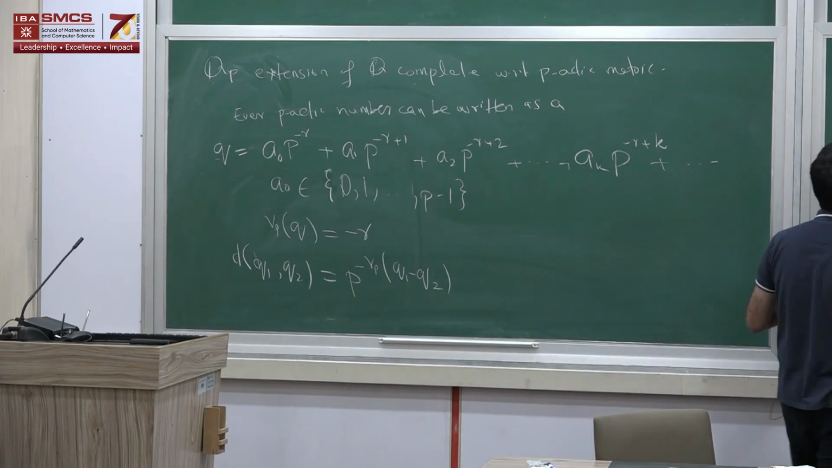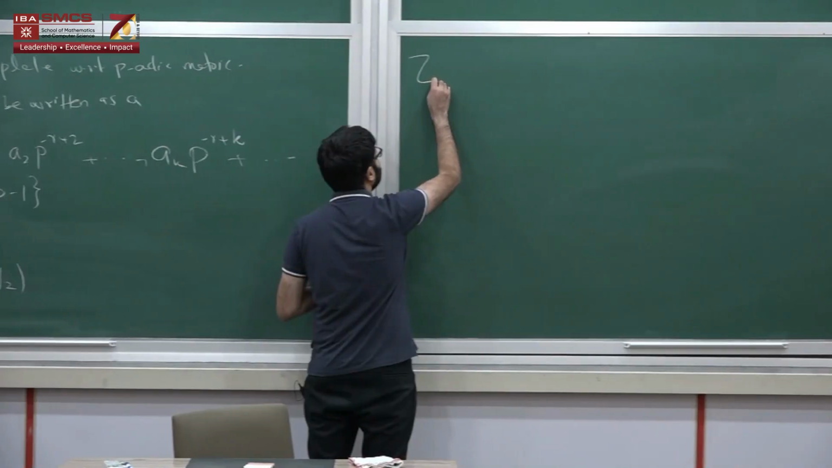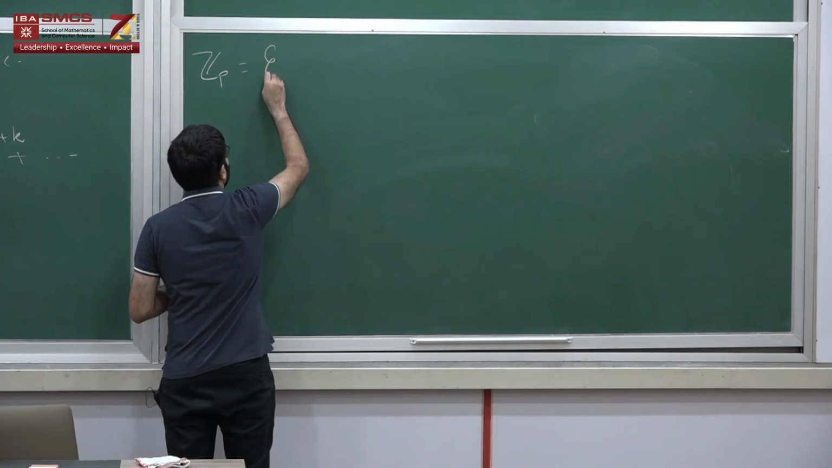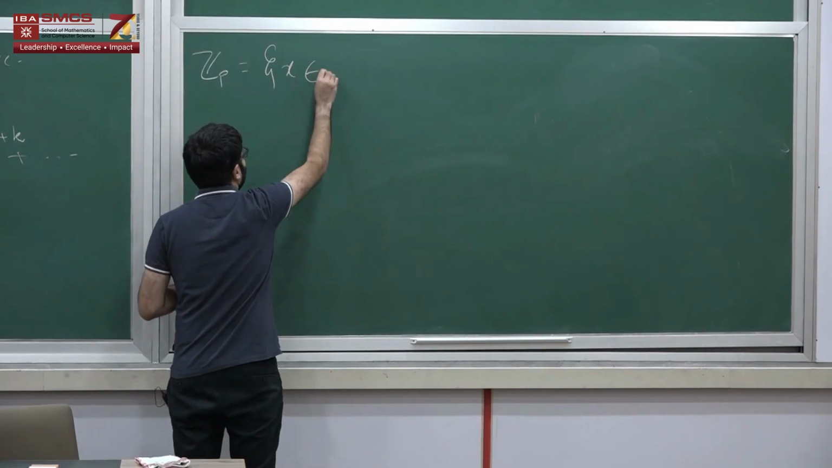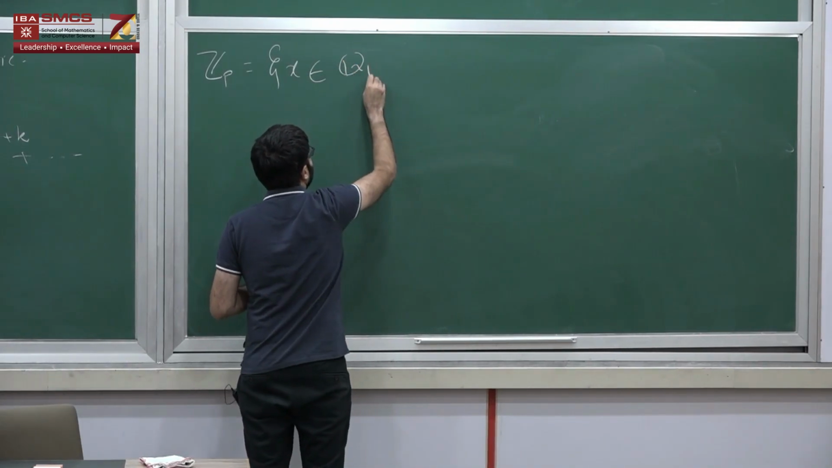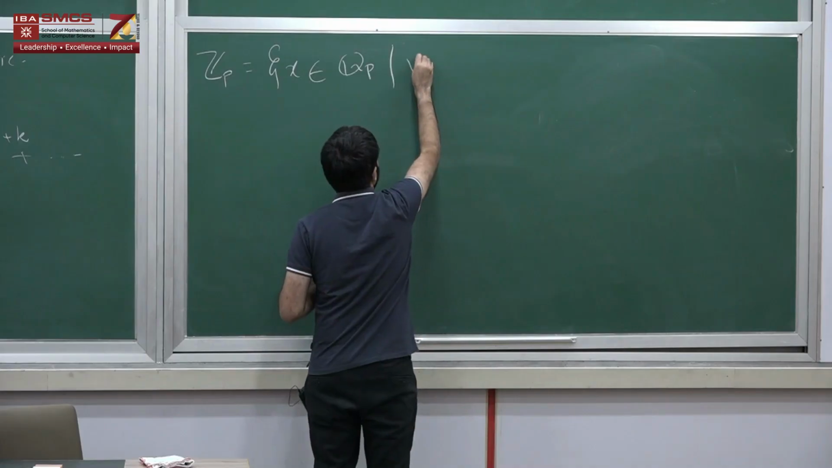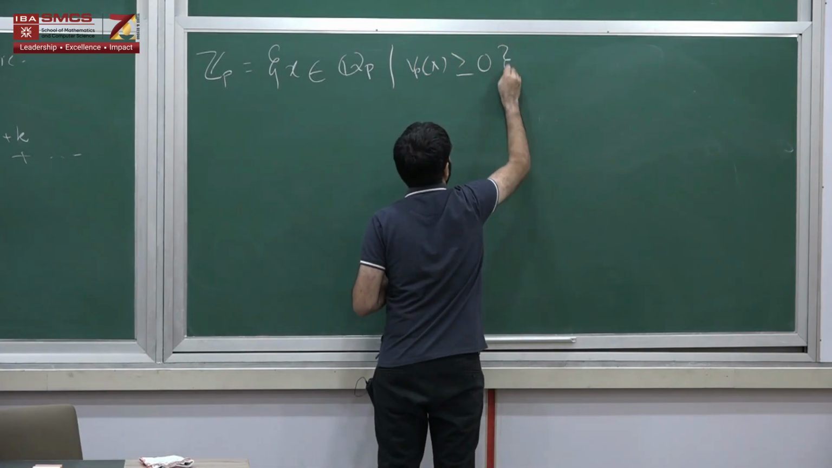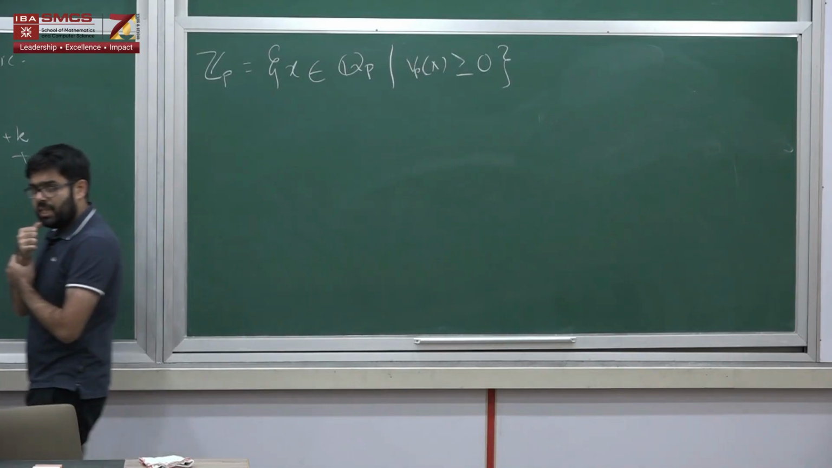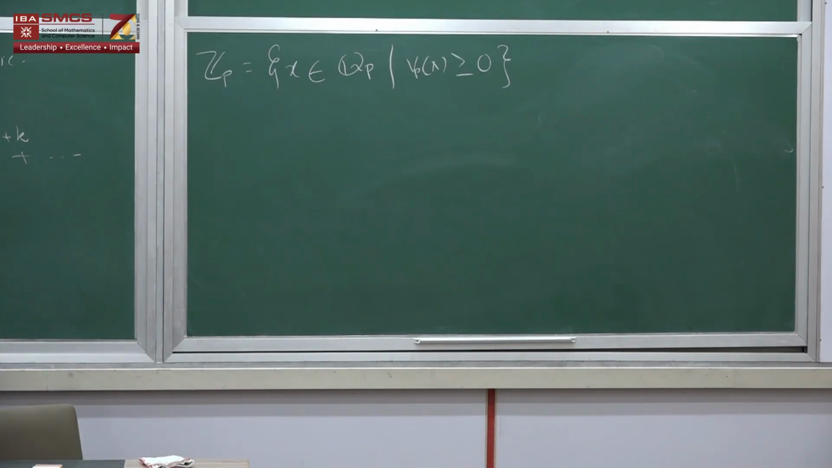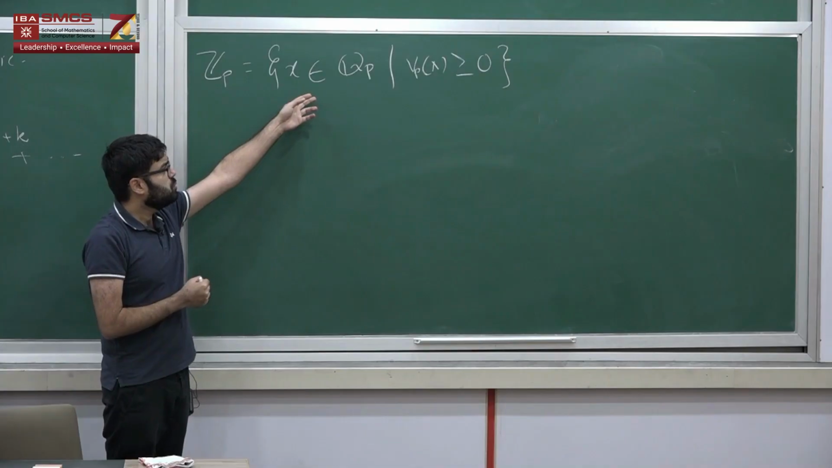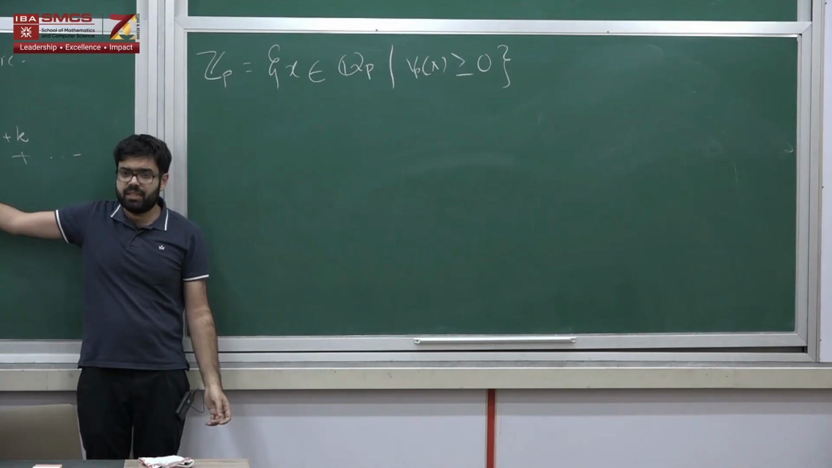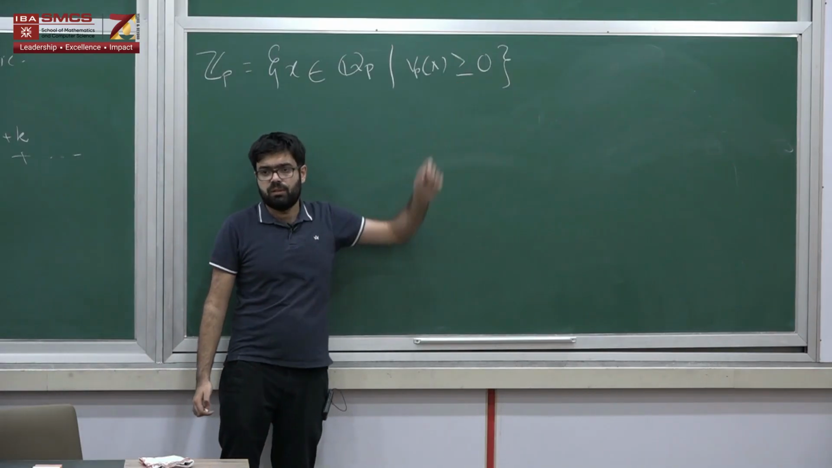Okay. Let me go to the next thing, which is Zp, which is just points in Qp with the p-adic valuation greater than or equal to 0. It's, I guess, pretty easy to see that this space is also complete with respect to the p-adic metric because of this greater than or equal to condition.